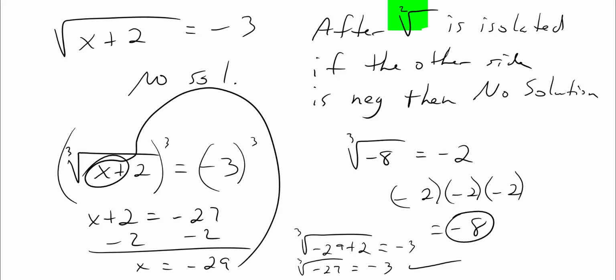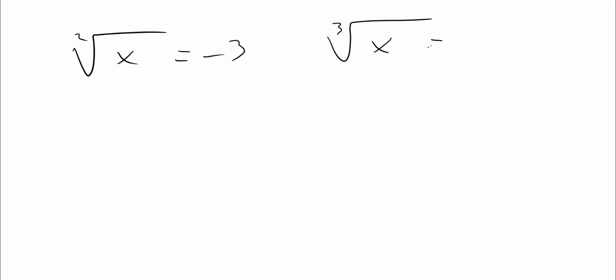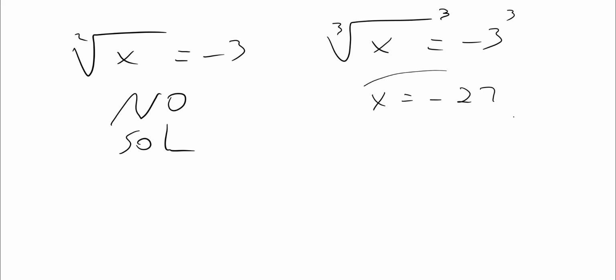Okay, square root. So let me just write one out here again, just so we're good to go. If I have the square root of x equals negative 3 versus the cube root of x equals negative 3. This one's no solution. This one, I can do because it's a cube root, so I'm going to cube both sides. x equals negative 27. Okay? Very, very important.